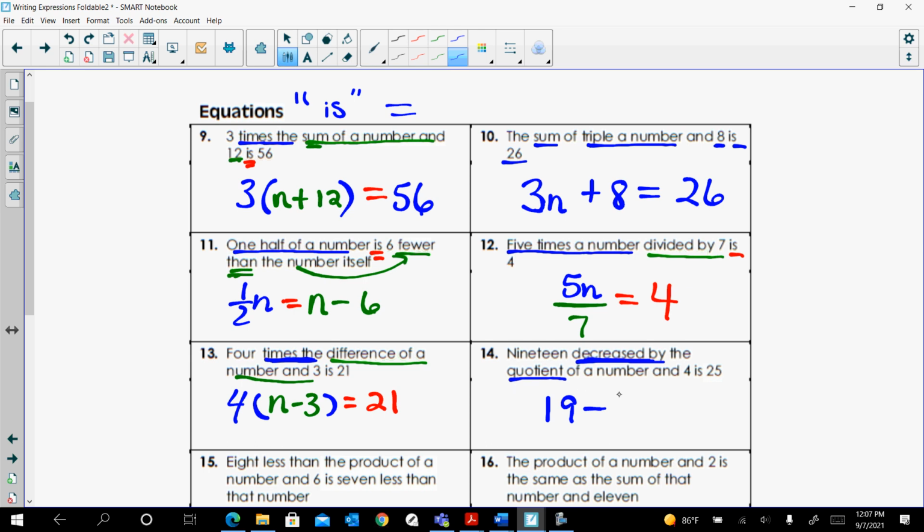No, that would be the product of a number and 4. 4n is multiplication. We want to show quotient. Okay, so how am I going to write that? Yeah, n over 4. And then is 25, so equals 25.